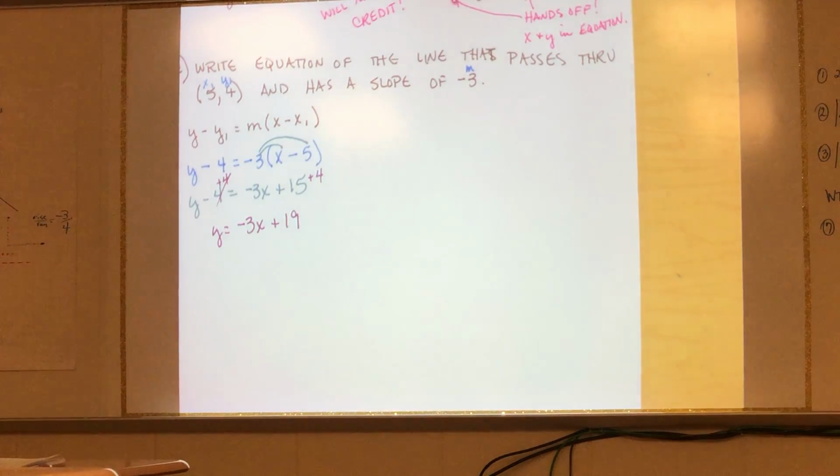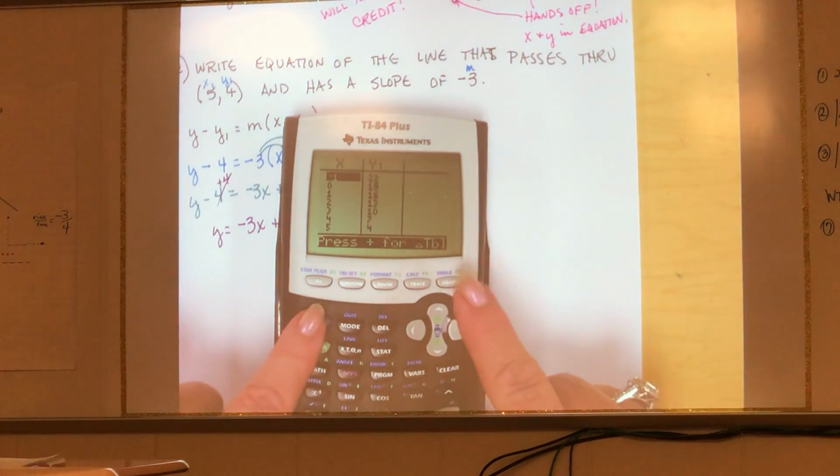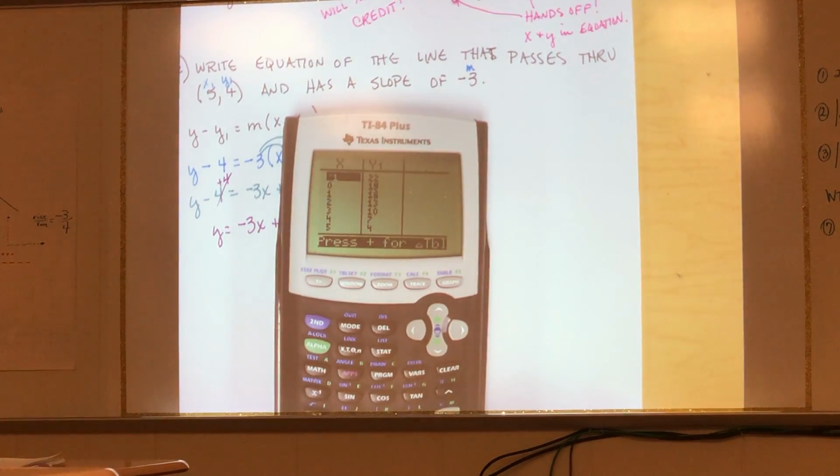Ethan? I forgot how to get to the table. To the table? Table is second and graph. Second and graph is my table. Okay? And then you can scroll up and down to find whatever point you need to find.